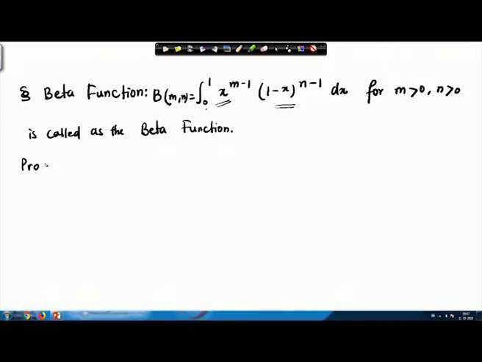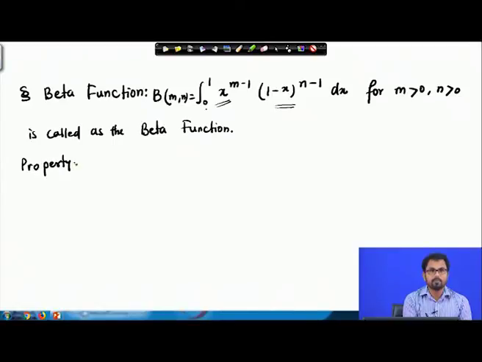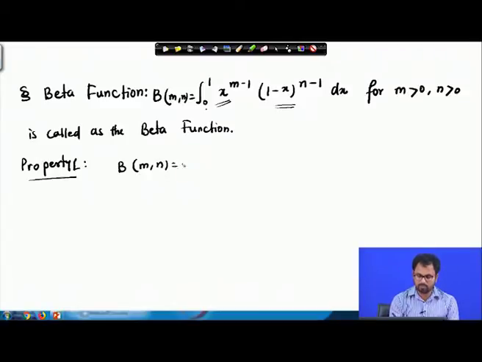Today, we are going to analyze some properties of the beta function. So, let us do that. First property, property 1, which is beta m n equals beta n m. That means you can switch the indices and it will still remain the same. Let us see. So, the proof would go like this.